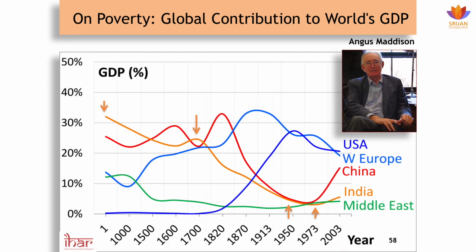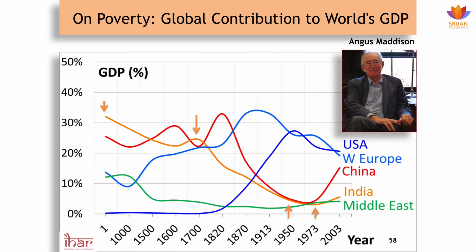So we want to find out what caused poverty in India. I'd like to point out two works. This is Angus Maddison, who is a historical economist in the Netherlands. He studied the economies of the world from the turn of the current era, year one, all the way to 2003.